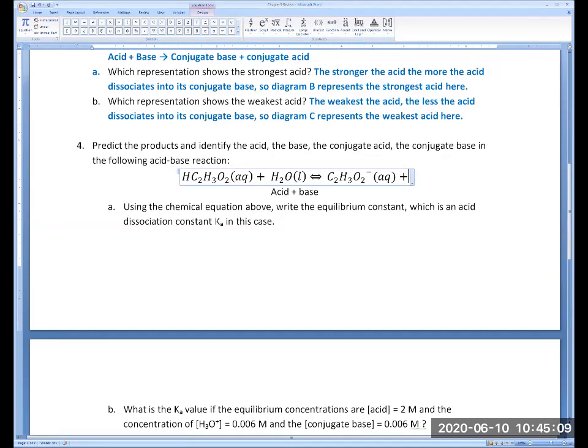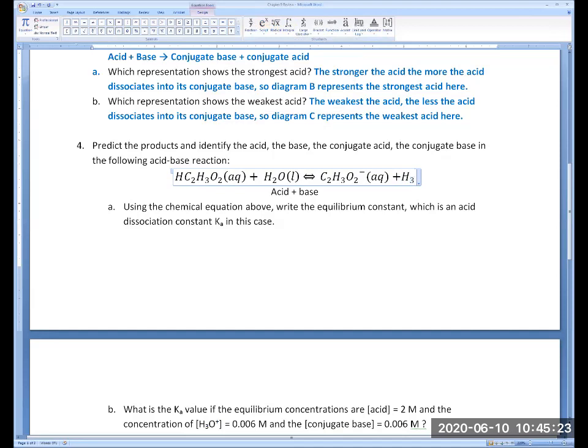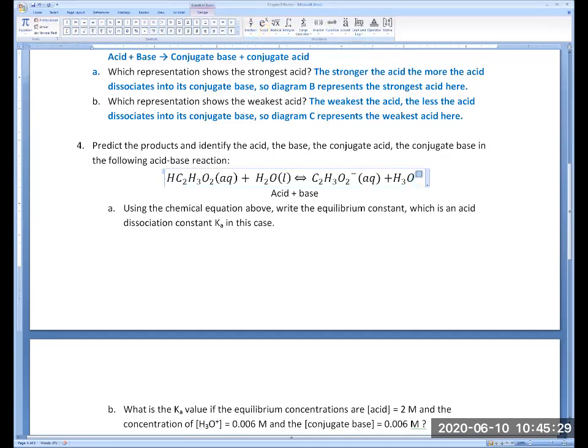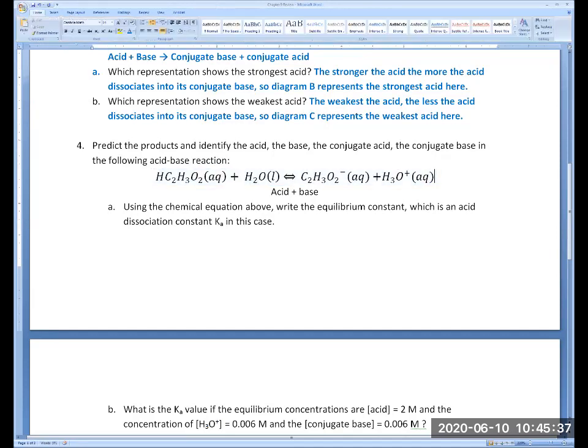And so water now will accept the proton as a base. It will accept the proton, and so H2O plus a proton becomes H3O plus. So we have now 3 hydrogens, oxygen, and the hydrogen came with a positive charge. And this is aqueous, right? So that's how you find the product of this acid-base reaction.